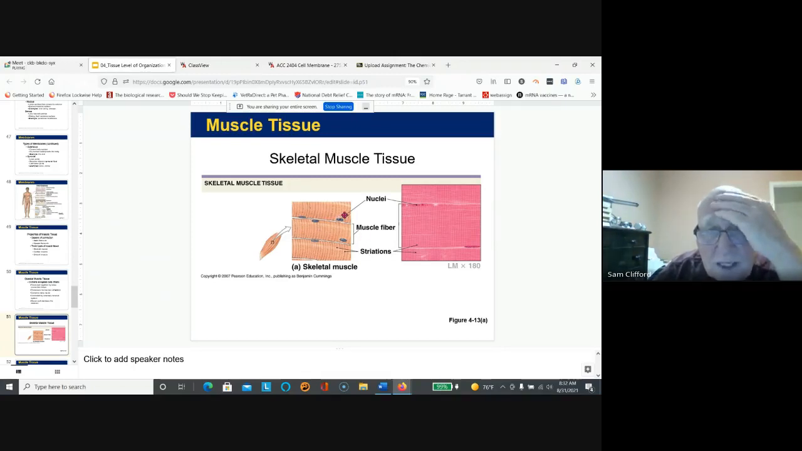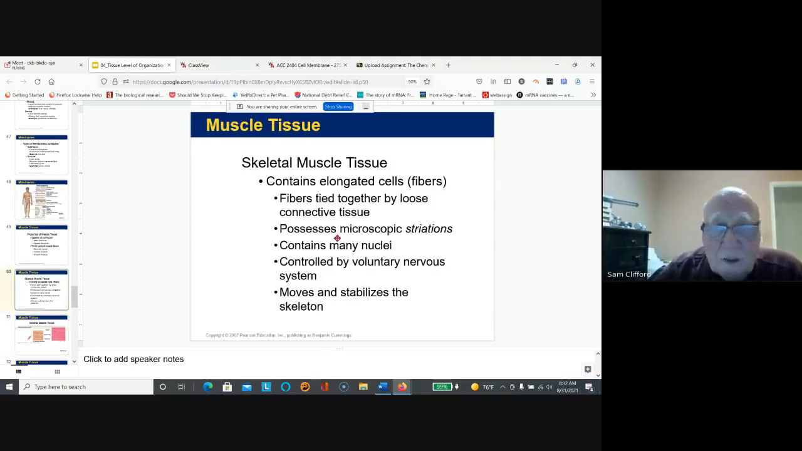And we'll see when we get to muscle what causes that. So this is voluntary muscle that's multinucleate, and it has these stripes or striations that run perpendicular to the long axis of the muscle fiber. All skeletal muscle does is contract. So it does these things. Fibers are tied together by loose connective tissue, contain these stripes, contain many nuclei, controlled by the voluntary nervous system, and moves and stabilizes the skeleton.